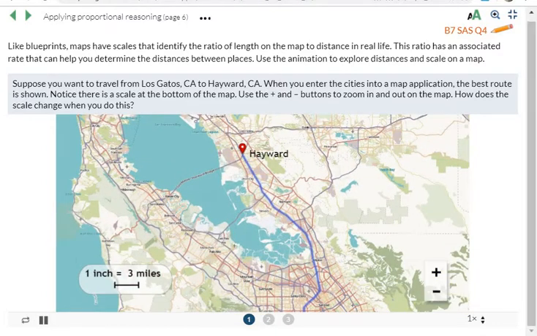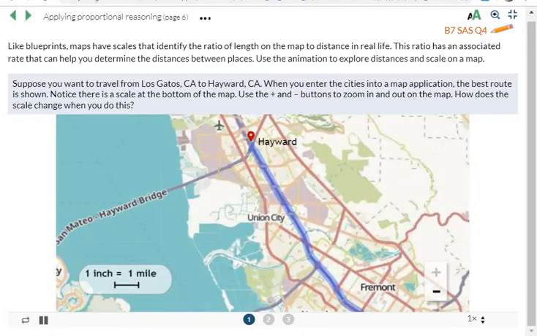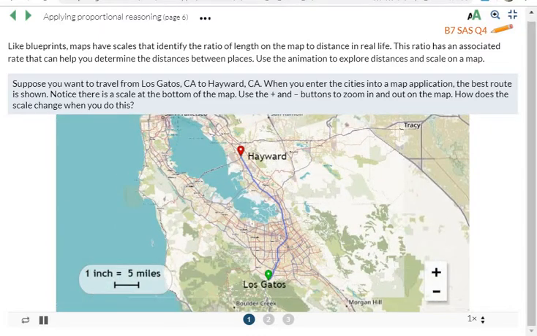What's changing? Why would the scale change when I zoom in? Is the distance between the two cities changing? No. Why is the scale changing? I'm getting closer. When I zoom in more, now 1 inch represents 1 mile. Okay? Did the distance change when I zoomed in? No. Okay? Well, again, back in the day, this is how we had to measure the distance.